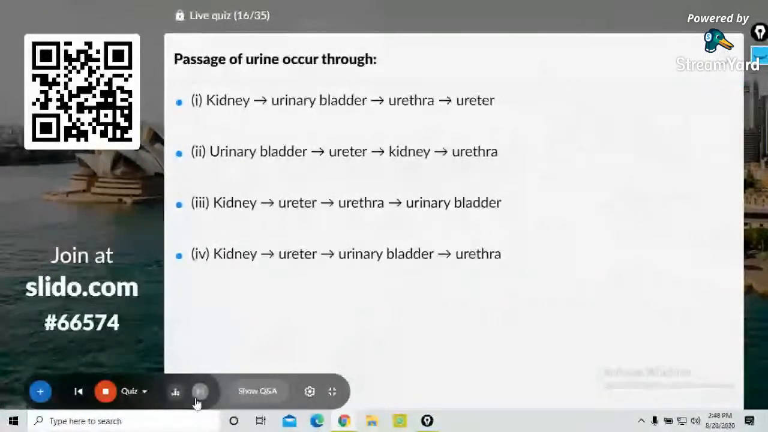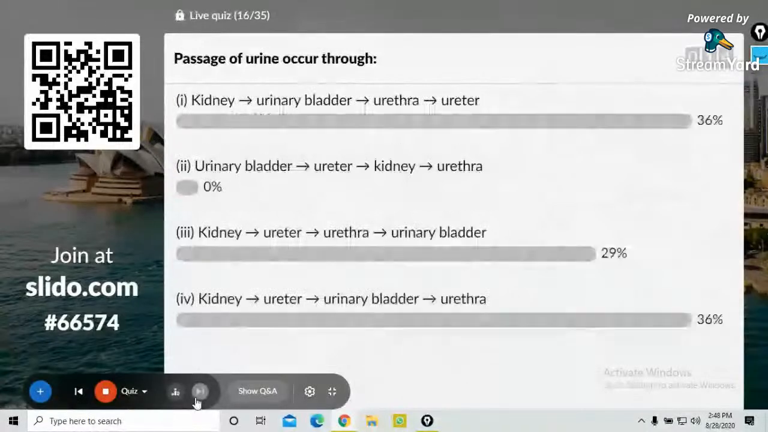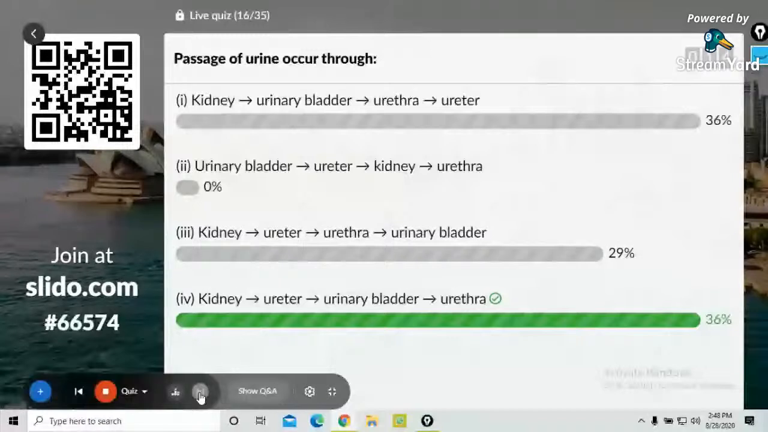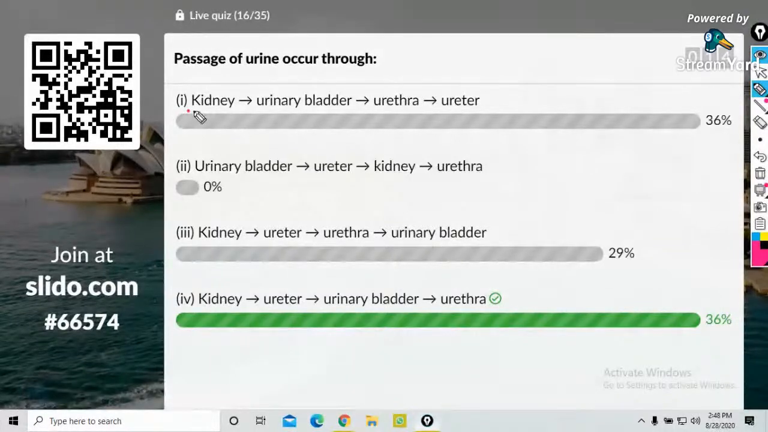Guys, the answer is kidney, urinary bladder, and then only urethra. What is this? From the kidney, is it directly going into the urinary bladder? Guys, just remember the diagram. Just remember the diagram. Urethra.